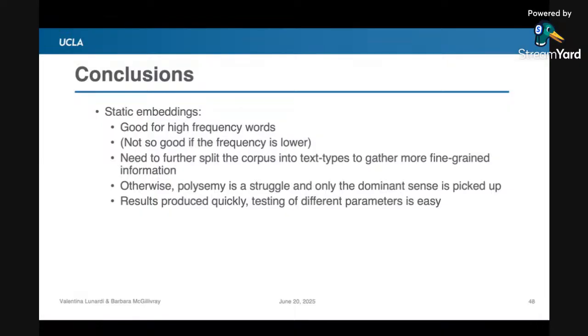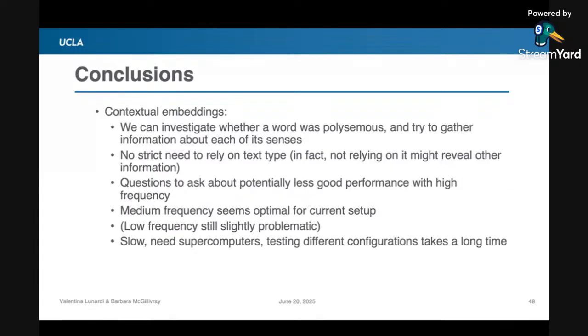The upside is that with a bit of coding experience, you can set this up quite quickly, and you can test different parameters and train your own models in virtually no time. But for contextual embeddings, instead, we can investigate whether a word was polysemous and try to gather information about each of its senses with the clustering techniques. I haven't even relied too much on text type, except for the plotting.